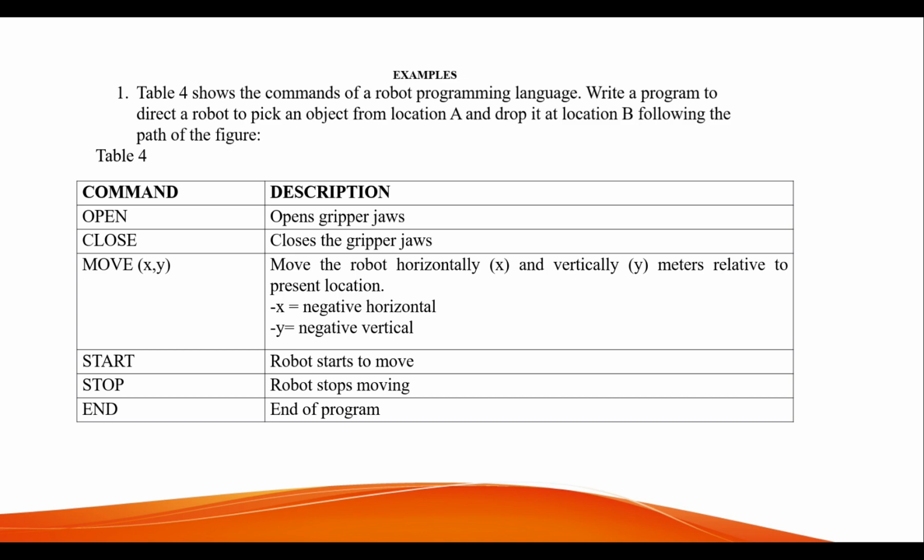Then we have the start, which is a command that enables a robot to start moving by initiating the muscles of the robot, which can be actuators. Then we have the stop, which enables the robot to stop moving. And we have a command for end, which marks the finish of the program.